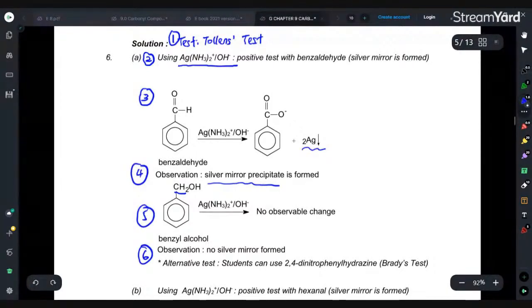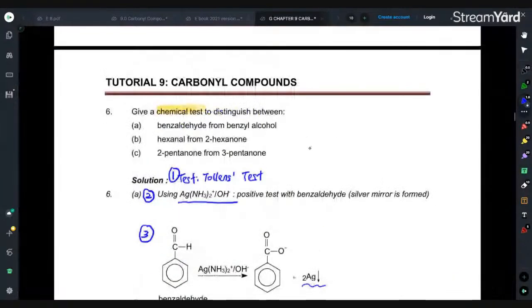Please follow the format. Okay, this is aldehyde with alcohol, we can use Tollens. Hexanal with hexanone, hexanal is aldehyde, hexanone is ketone, we also can use Tollens. This kind is ketone at different positions. So in this case, we have to draw the structure first.